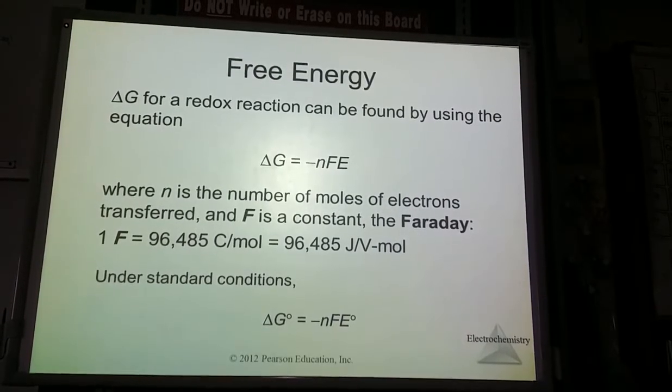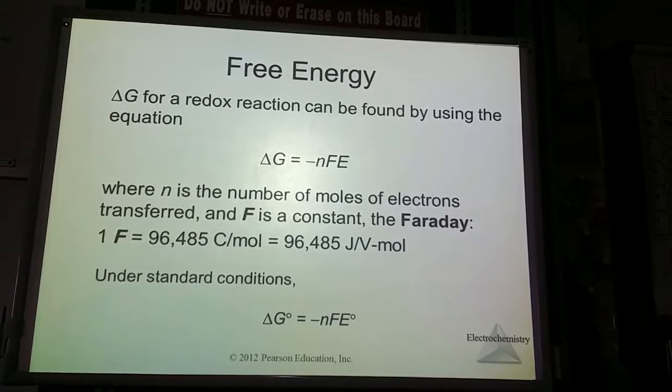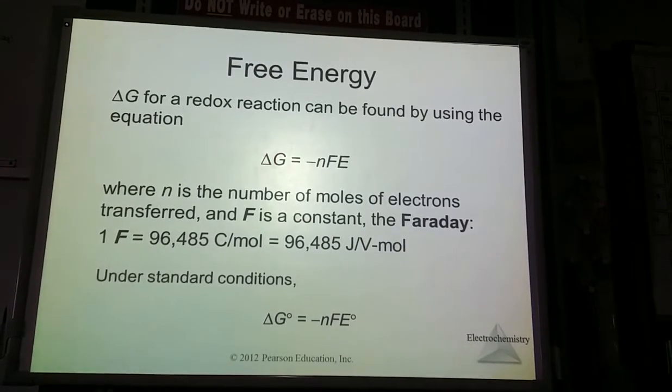So let's talk about delta G, because it's fabulous to build bridges and relationships here. Delta G for a redox reaction can be found by using this equation here. So delta G is going to be equal to a negative n. What on earth is n? n is the number of moles of electrons that are going to be transferred. So how do I know how many electrons are transferred? You have to write out each of the half reactions and figure out how many electrons I'm either gaining or losing, and then that's the number I'm going to write in there. It's going to be unitless.